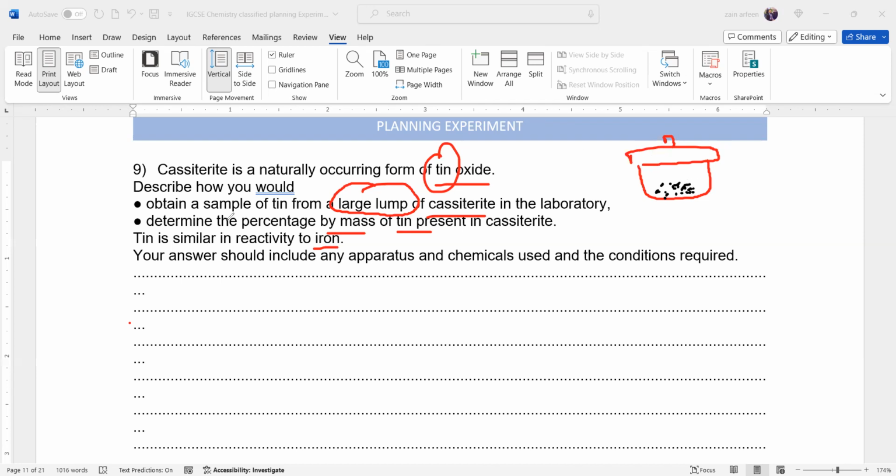Tin has a similar reactivity to iron. So how can we remove oxygen from this? This is tin oxide, and we want to remove the oxygen. There are two ways. Either we add carbon and heat, or we react with carbon monoxide and heat. But because in the lab, at the end, we want to determine the percentage by mass of tin present, first we should measure the mass.